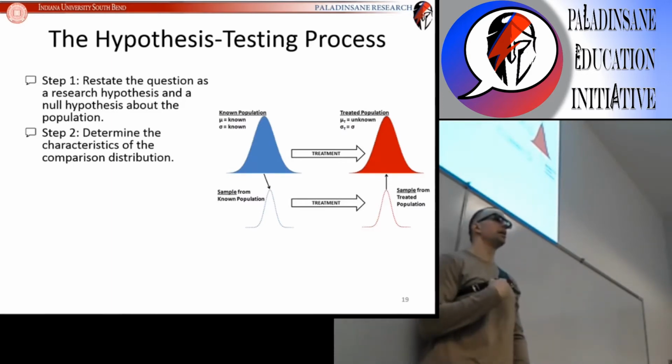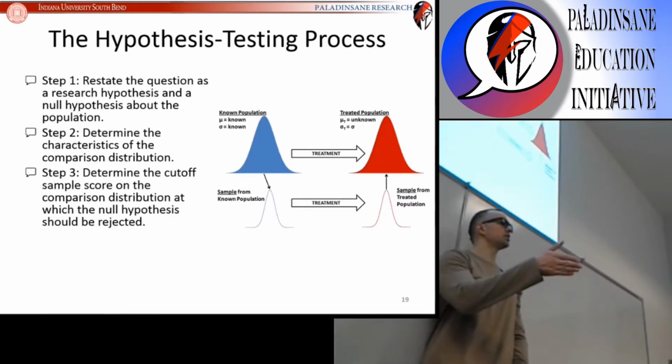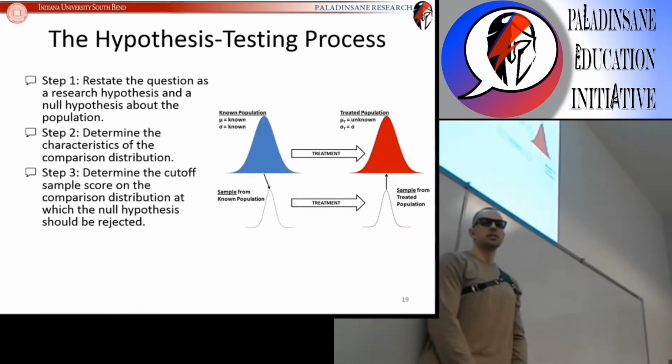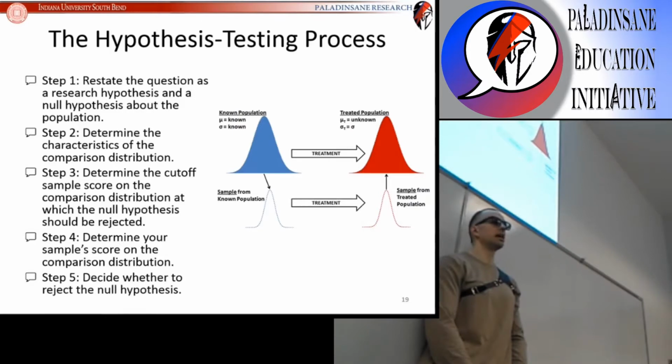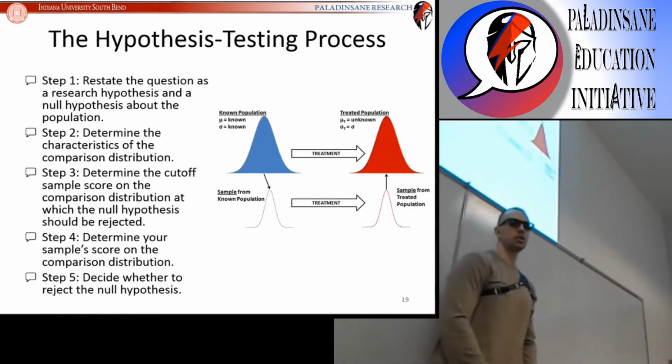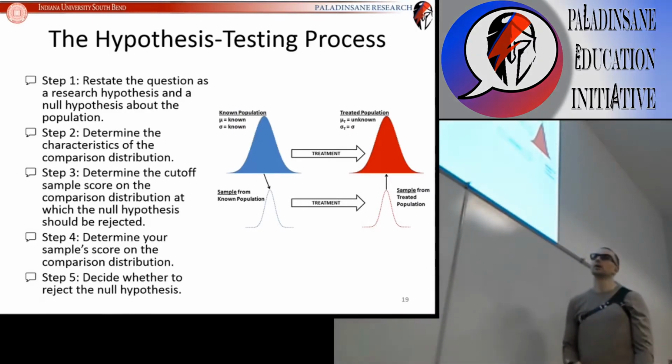Because you have a sample mean and you need to compare it to a sample mean, it's unfair to compare it to anything else, like a population of individuals. Step 3, determine your cutoff sample score on the comparison distribution. These are your lines in the sand. Step 4, determine your sample score on the comparison distribution. This is where your sample mean ends up on your comparison distribution. And then you compare step 4 to step 3, and depending upon where your sample score ends up compared to the lines in the sand, you determine whether to reject or accept the null hypothesis.